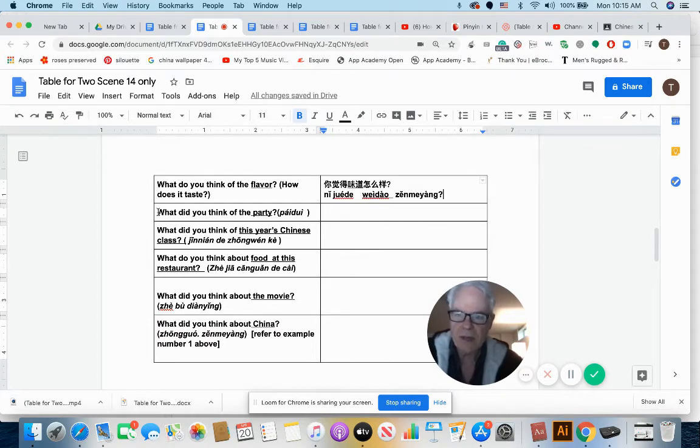So in this exercise, I want you to practice other things like what do you think of the party? What did you think of this year's Chinese class? What do you think about food at this restaurant? What do you think about the movie? What do you think about China? Any kind of opinion question can use the same pattern. I want you to fill in the right side of this. You can do this on paper and send it on up. I'll be putting this in the assignment link on Google Classroom in a minute.